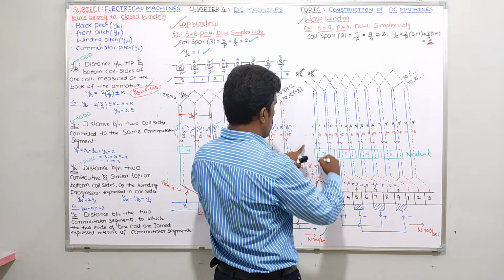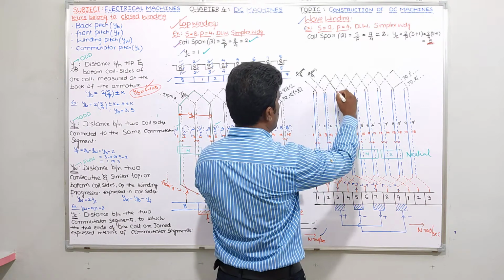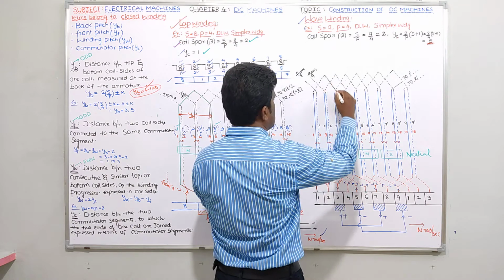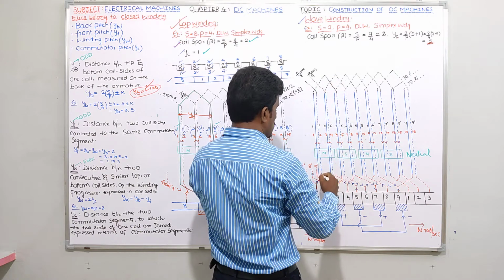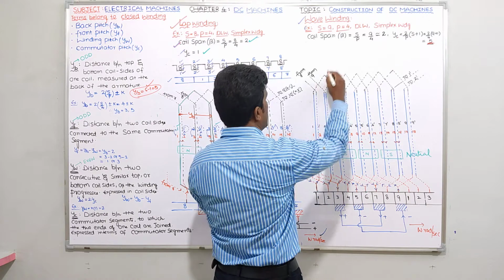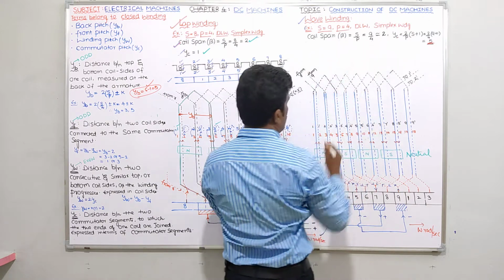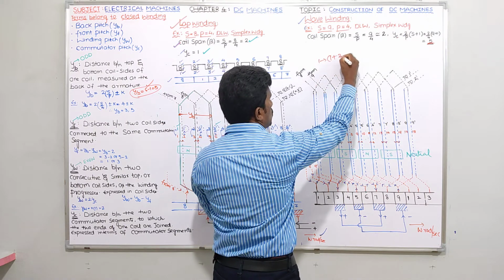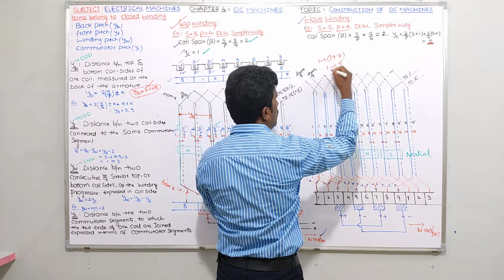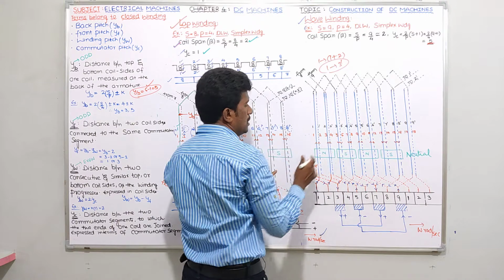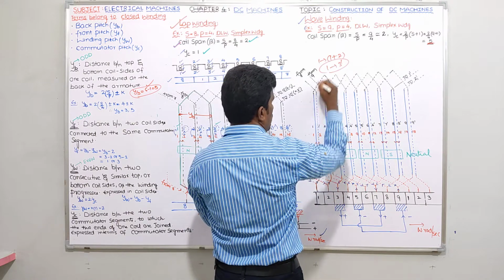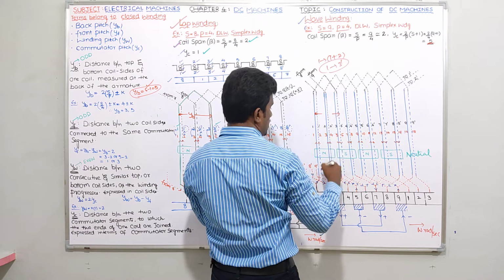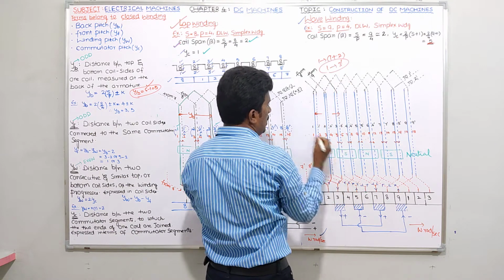For wave winding, if you are starting from the first conductor, 1 to 3 dash, or I can say 1 to 6. So 1 to 1 plus beta, which means 1 to 1 plus 2, that means 1 to 3. Don't forget to keep a dash here. 1 to 3 dash is a coil.